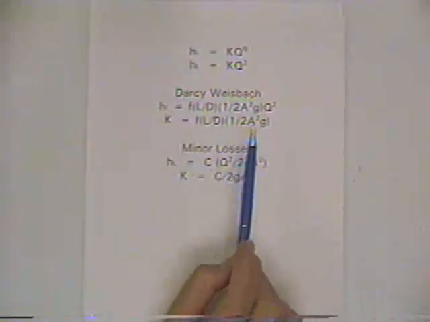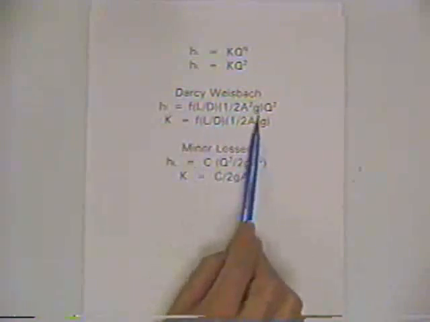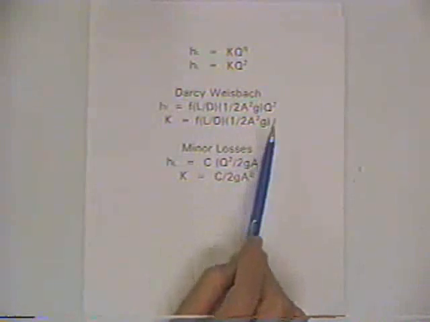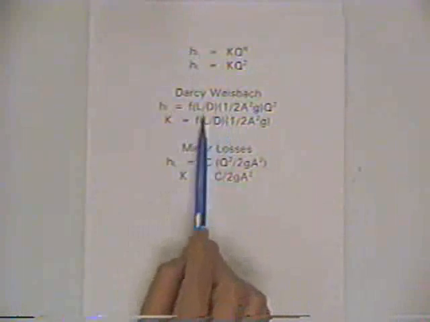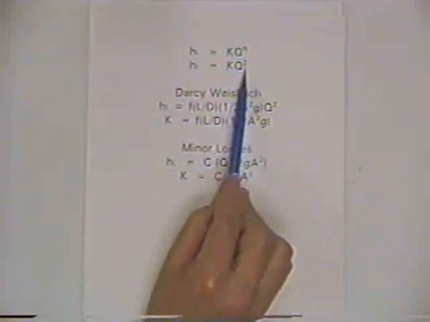This is an expression we've looked at before. So you could lump all of these terms together and call them whatever you wanted. Let's call them K. And so we could say that the head loss is K, and the K is just all of these terms in the Darcy-Weisbach equation times Q to some power. And if it's Darcy-Weisbach, that power is going to be a square.